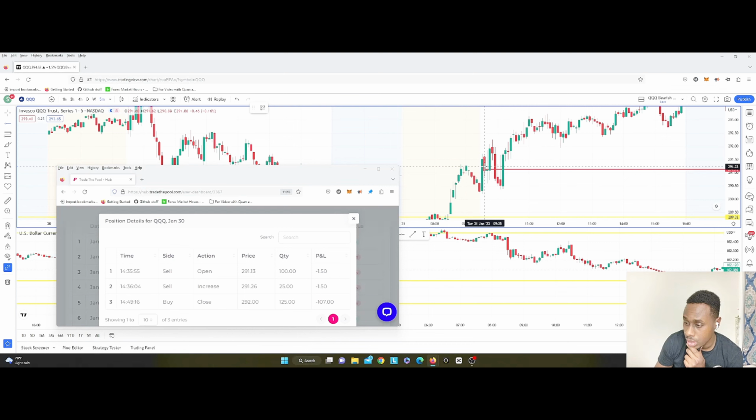And then I increased the position at 291.26. That's where I got it up to 125 shares. And then I closed the position when it started to go against me on the 950 candle. Let me see. It actually hit my stop loss there at 292 exactly.